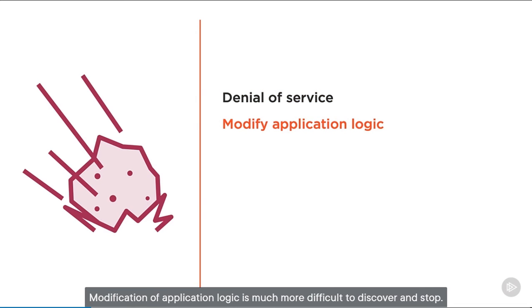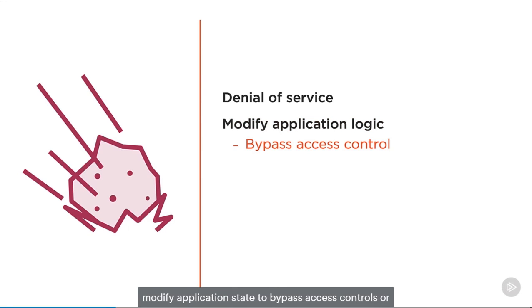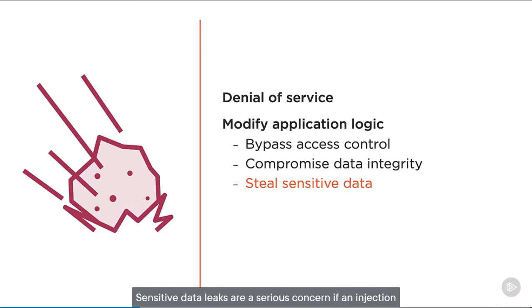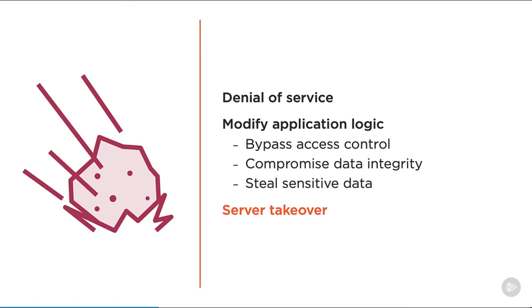Modification of application logic is much more difficult to discover and stop. A determined attacker with the knowledge of application code can modify application state to bypass access controls or compromise internal data integrity rules. Sensitive data leaks are a serious concern if an injection vulnerability allows for data to be returned to the attacker.